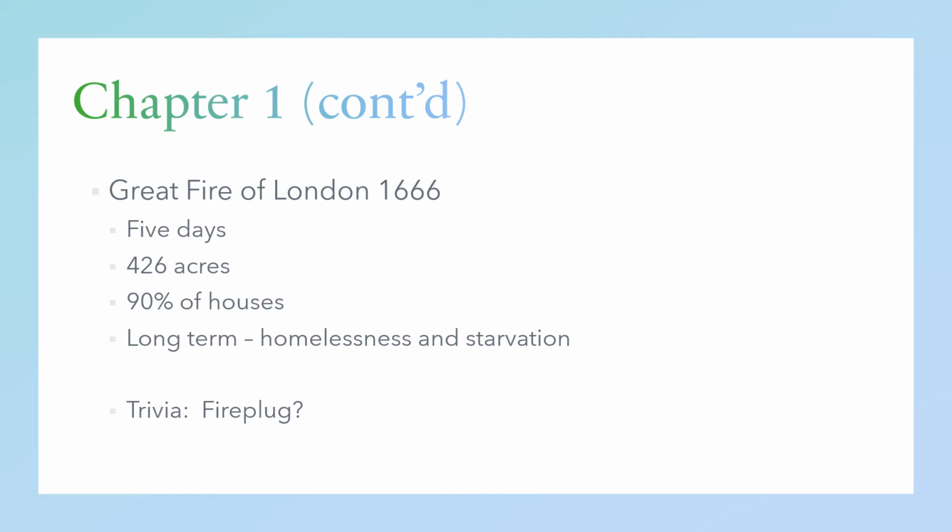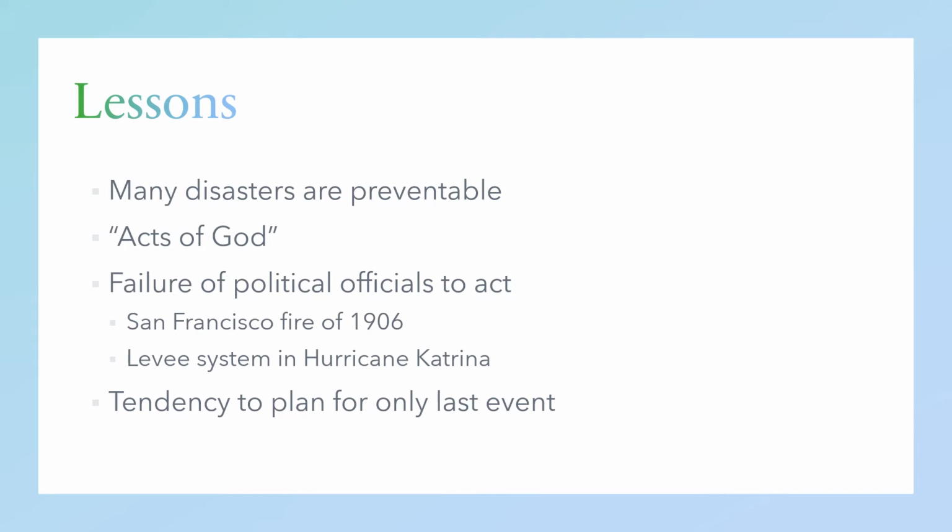So that's why it's important to put this in the context. And a lot of it's just common sense. And some of the lessons that we learned from these early, and that's just one example, is that many disasters are preventable, right?